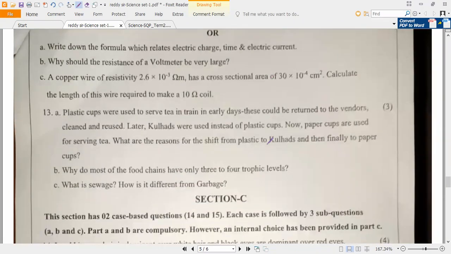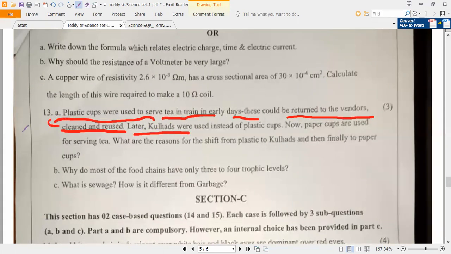This question, guys. Just now, today only, we studied this question. What is this question? Everybody read. Plastic cups were used to serve tea in trains. Today only I told you that in early days, these could be returned to the vendors, cleaned and reused. Later, kuldas. Kuldas means what? Made with clay. Yes or no, guys? Clay. And instead of plastic cups, now paper cups are used for serving tea.